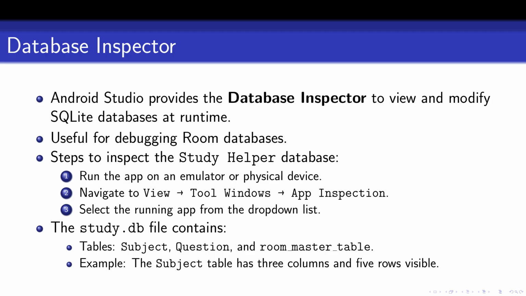To help debug and view your Room database in real time, Android Studio offers the Database Inspector. This tool lets you see the current contents of your SQLite database as the app is running. After launching your app on a device or emulator, you can access the Database Inspector from the View, Tool Windows, App Inspection menu. Once there, you'll be able to explore the study.db file, which includes the subject and question tables. For example, the subject table might show 3 columns and 5 rows of data during testing.